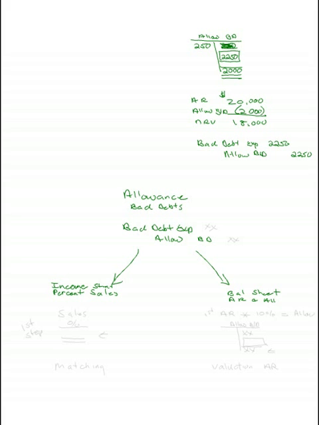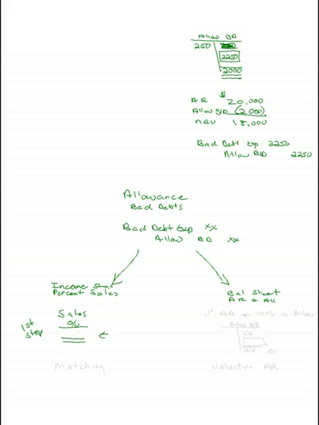Percent of sales is easy. You take sales, take some percent of them, and in one step you have your number, and that's how you come up with bad debt expense and allowance for doubtful accounts. So it's a one-step process.